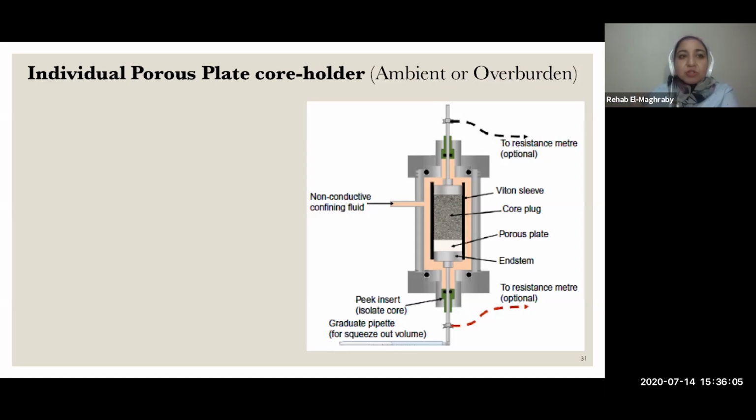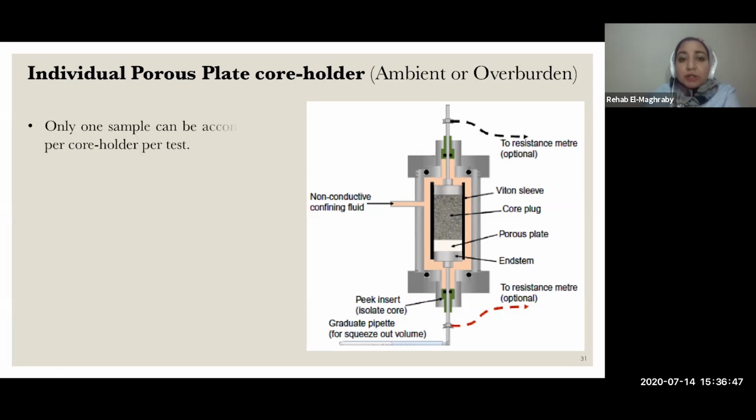There is another method which is called individual porous plate. You are using your core holder. I showed you the core holder before, and I am going to show you how I set up my core holder in the lab in the next couple of slides. So in your core holder, this is a regular core plug, this is the porous plate, and this is the end plug. Everything is put in the core holder here, and there is a confining pressure, with no contact between the confining pressure and the fluid inside the core plug.